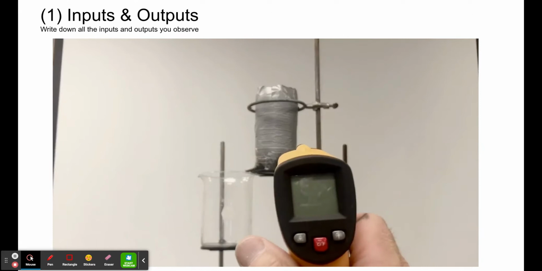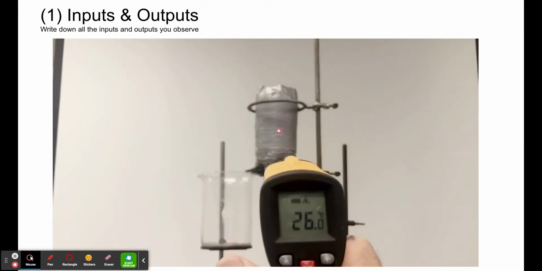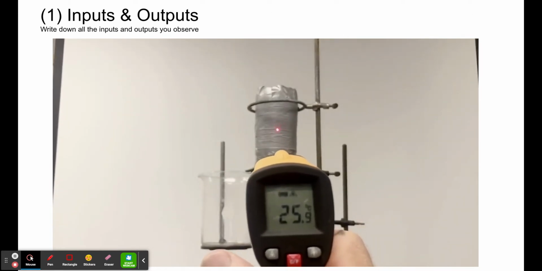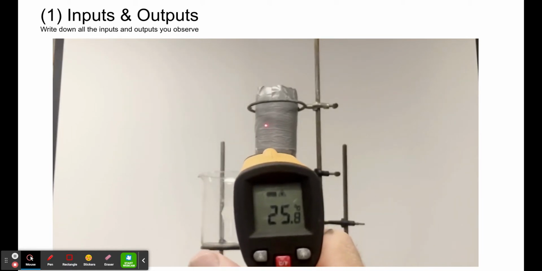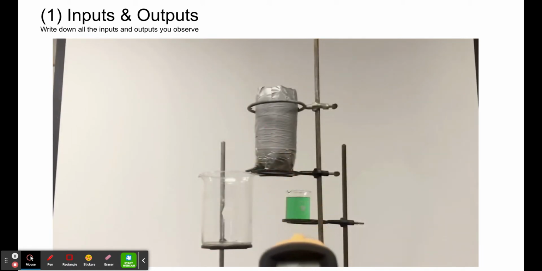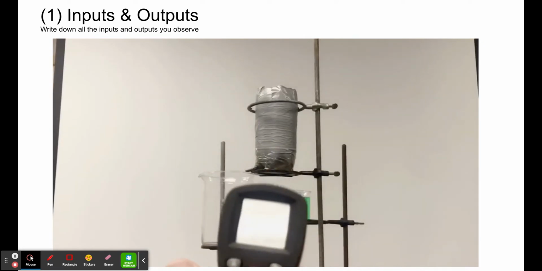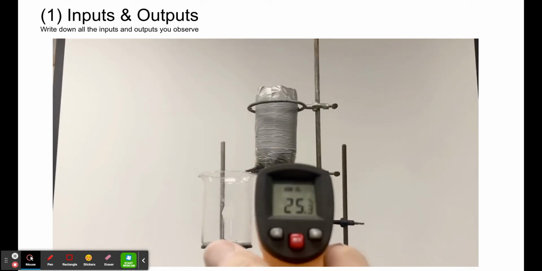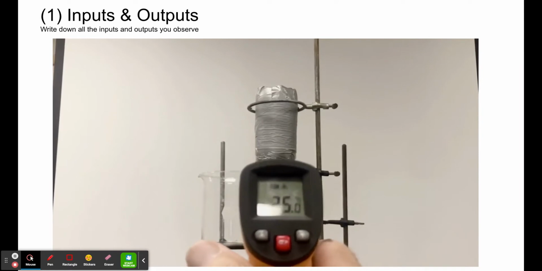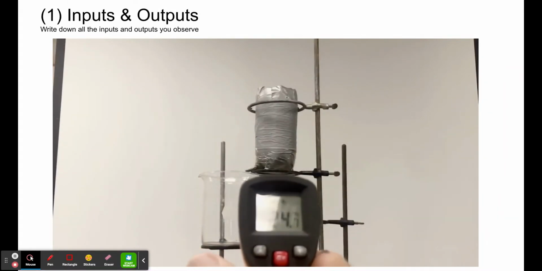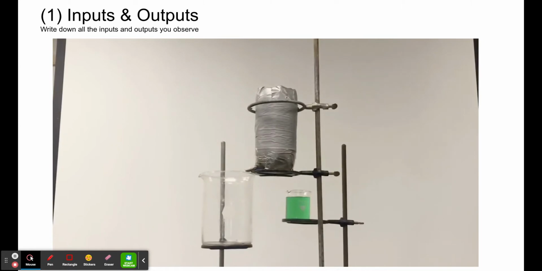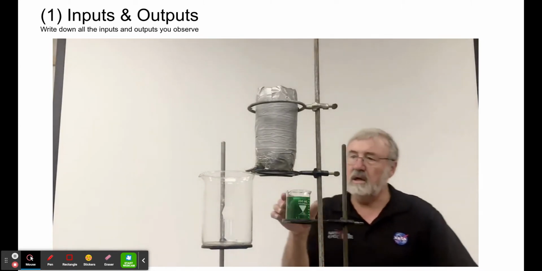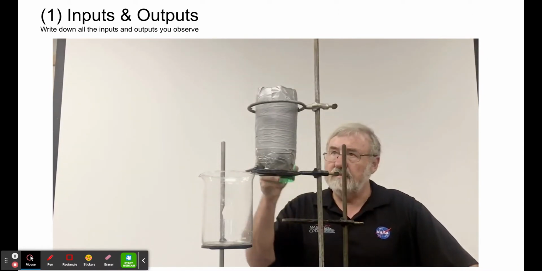This is an infrared thermometer, and just getting a spot here on the container. There's some variability in the system. I'm going to spot the green one. So that's approximately the same temperature. And now we're going to pour the green one into the gray container.